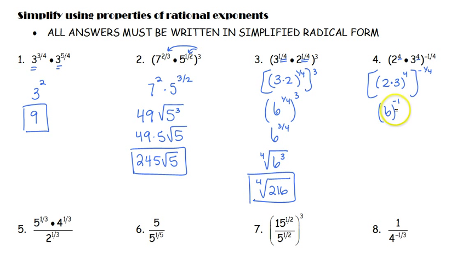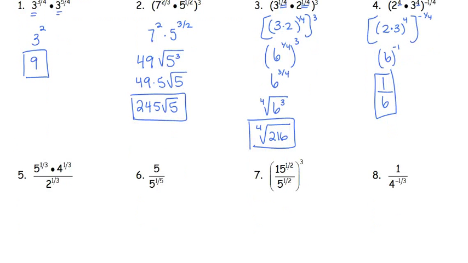We can't have those negative exponents. We take the reciprocal. When we move it to the bottom, it becomes a positive 1 exponent, leaving us with our answer, just 1/6.